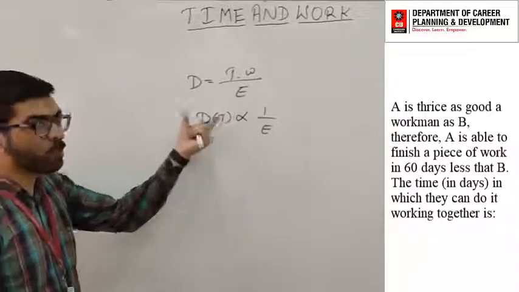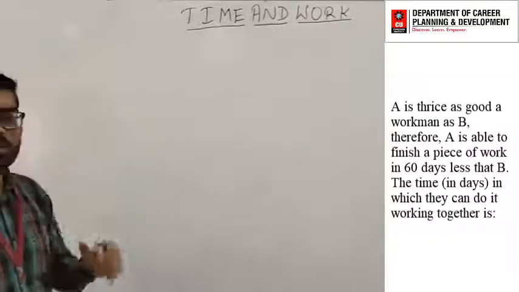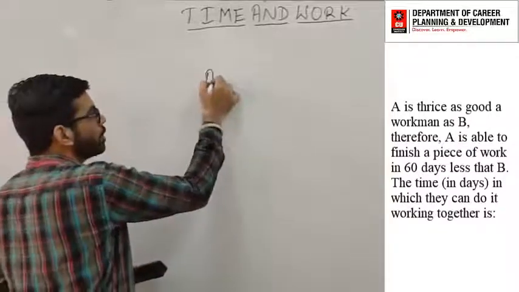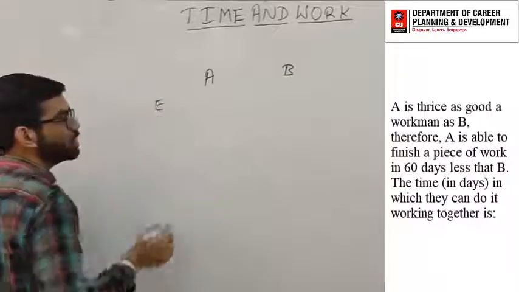So we will apply the same approach in this question. The question says that A is thrice as good a man as B. So write here A, write here B, and in terms of ratio, we write the efficiencies.